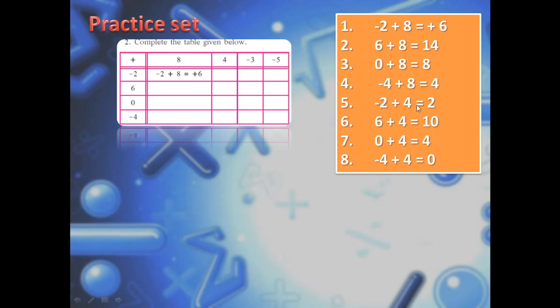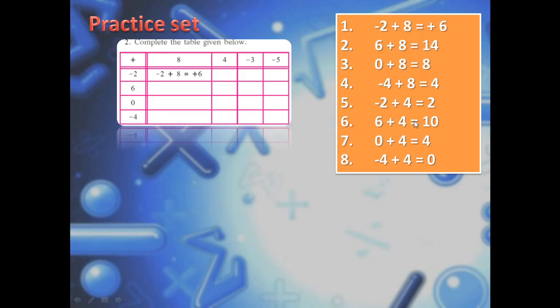Next, minus 2 and 4. Now here negative and positive, opposite sign. You have to subtract 2 from 4 and write the symbol of greater number, that is 4, so plus 2. Sixth one, 6 plus 4, same sign having positives on both the sides.